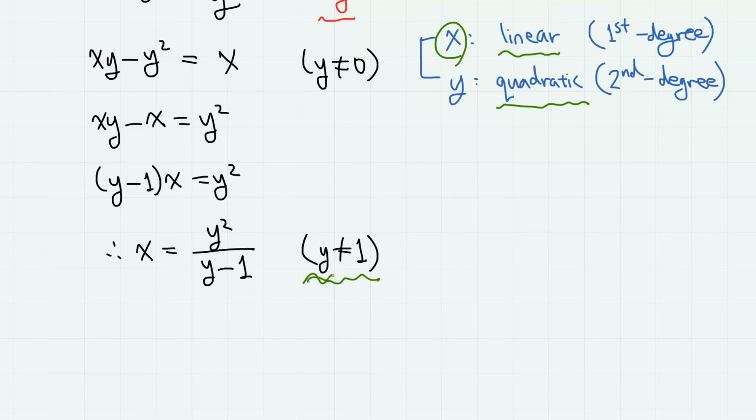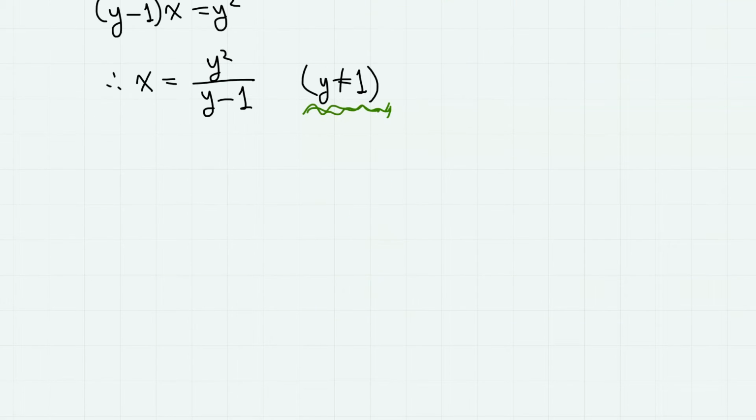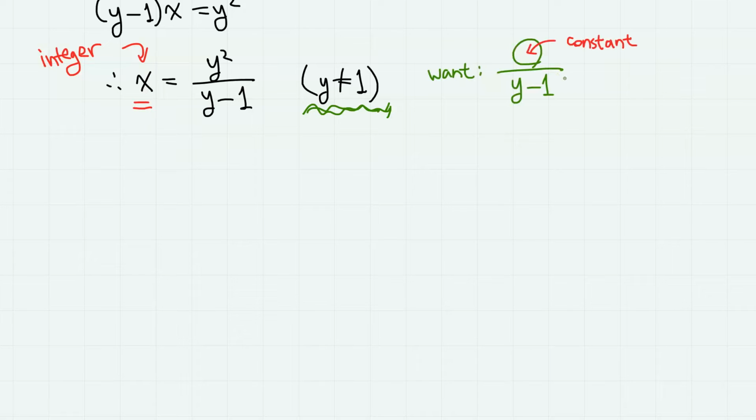And of course, y cannot be 1. So we have this, and we must somehow use the integer conditions. That is, this x must be an integer. We can make good use of such condition if this numerator part is some constant. So in order to make the numerator constant, we divide the numerator with denominator, or in this case, the much easier way is simply subtracting 1 and then adding 1 at the numerator.